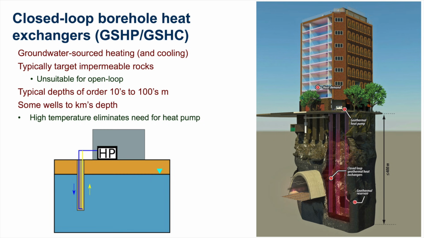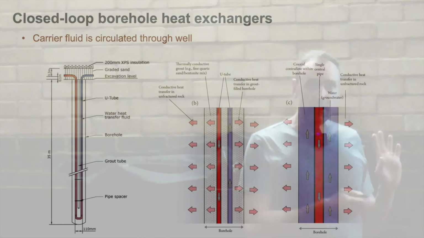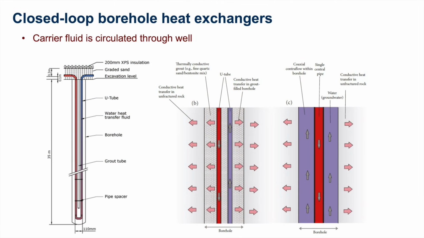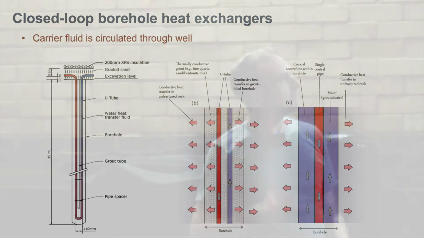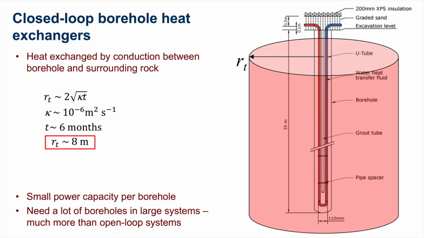So if we don't have a good aquifer, we can use a closed loop heat exchanger, which basically works on the same principle. But now we have to rely on conduction to move heat in and out of the borehole. We would typically have a U-loop, for example, where we inject down one limb and it comes back up the other. Or we might have a coaxial arrangement where you inject down the middle and it comes up the outside. And again, we can do a little back of the envelope calculation to say, how far away from the well can we actually get heat or cool into the ground?